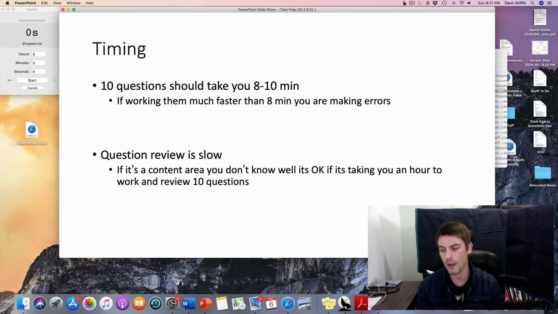If you're working them way faster, this is the problem that I've seen the most: let's say 10 questions takes you 5 minutes. You're going so fast that you're making errors. You're definitely missing more questions because of your speed. So you need to practice slowing down and really focus on what they're asking.